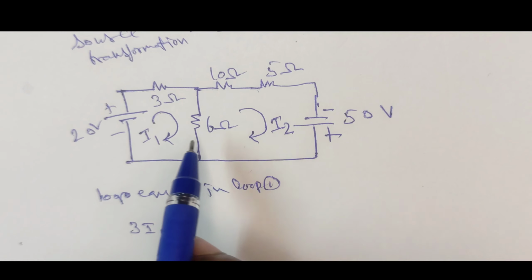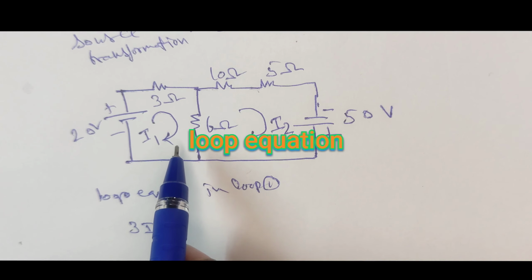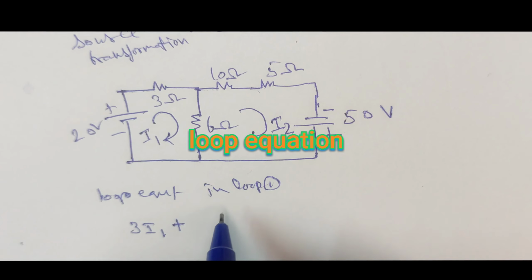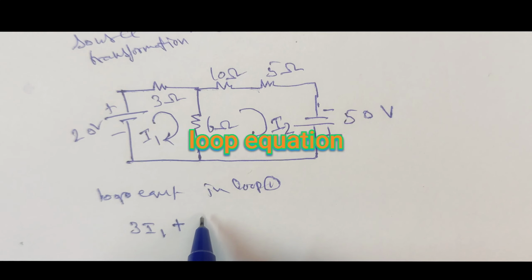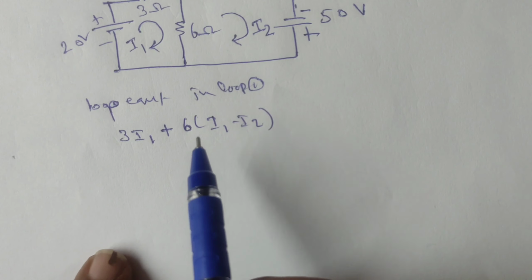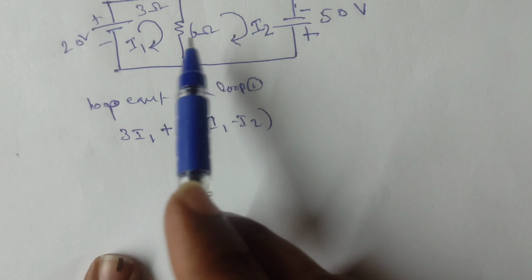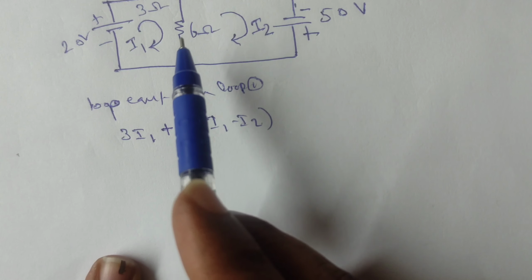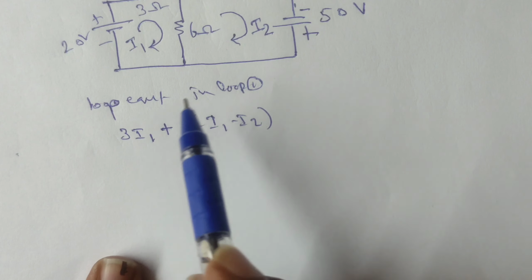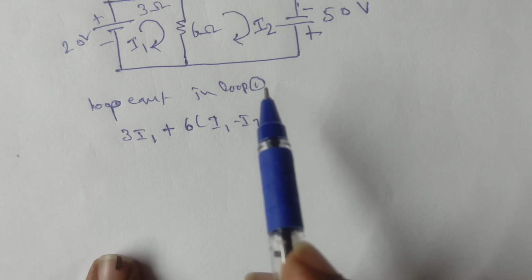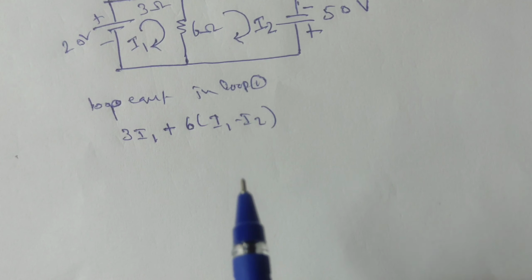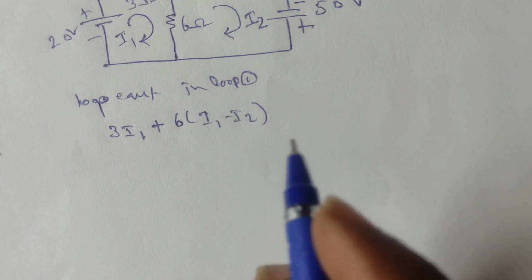But I have informed you, when there is a resistance between loops, more than one current should be considered, for the loop for which you are writing the loop equation. 6 is the resistance present between the loops, so in that resistance more than one current has to be taken. Here we are writing the equation for loop number 1, so the loop 1 current I1 is always positive, so I have written it as 6(I1 minus I2).